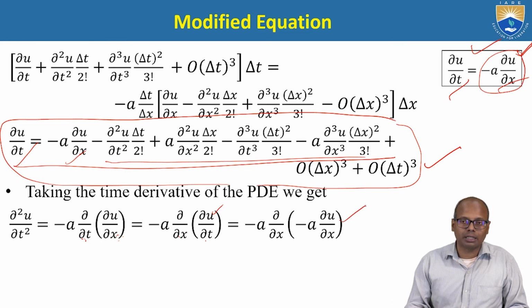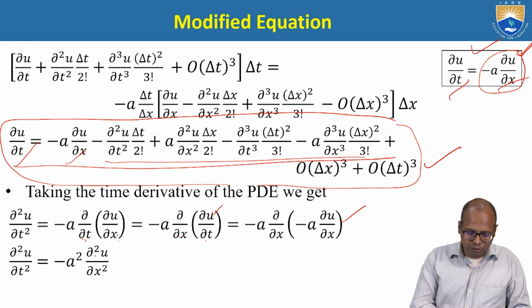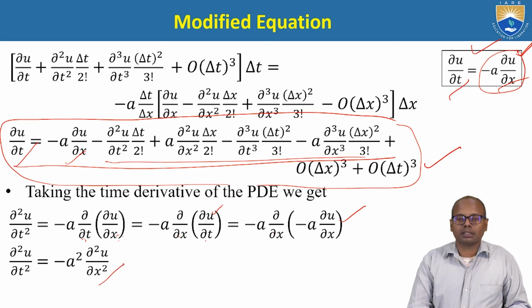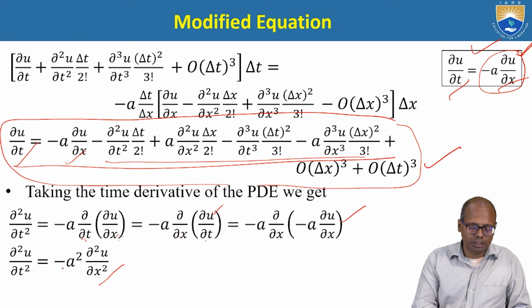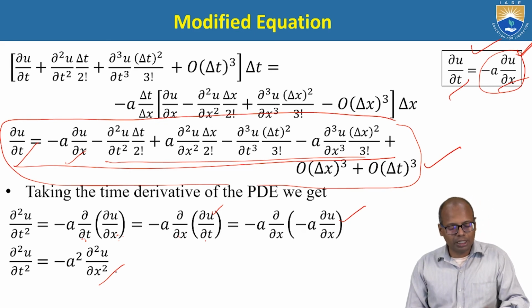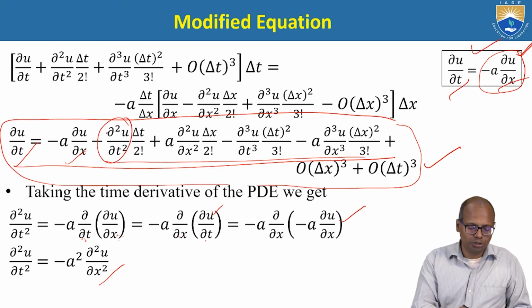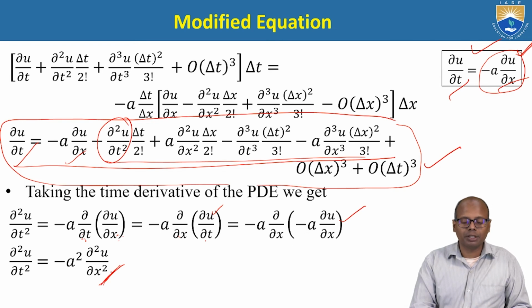I am substituting that one here. If I substitute that here, what will happen? It will be equal to minus a square into dou square u by dou x square. So dou square u by dou t square is equal to minus a square into dou square u by dou x square. So this value I can substitute in this place. Here I can substitute the value of dou square u by dou t square, and that will be this. Similarly, I have to find what is dou cube u by dou t cube.